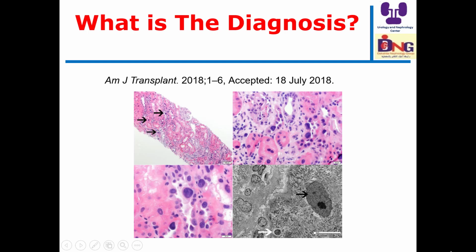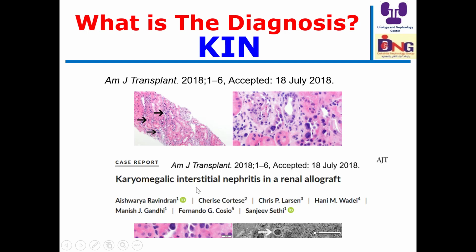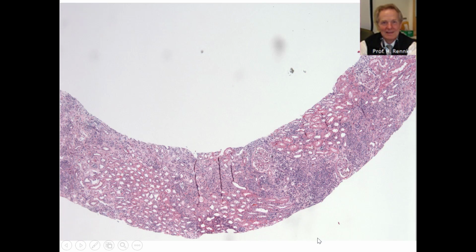So what's this? The diagnosis is KIN. Do you know KIN? KIN is karyomegalic interstitial nephritis in renal allograft. This is quite rare in transplantation, and it is also rarely reported in native kidney pathology. The problem is this special entity of interstitial nephritis may be from the donor side, or maybe in the recipient, and may recur after transplantation. And the most important differential diagnosis is viral nephropathy.